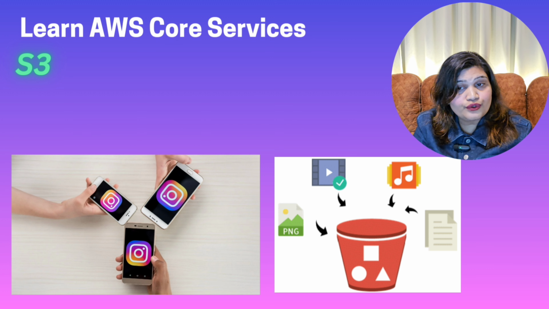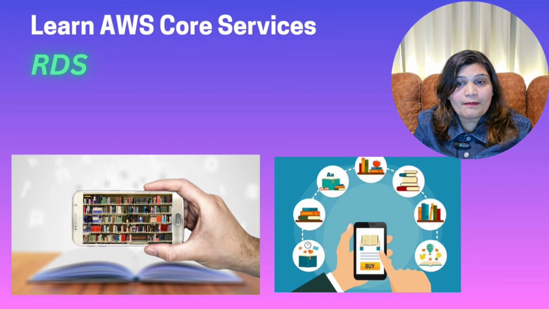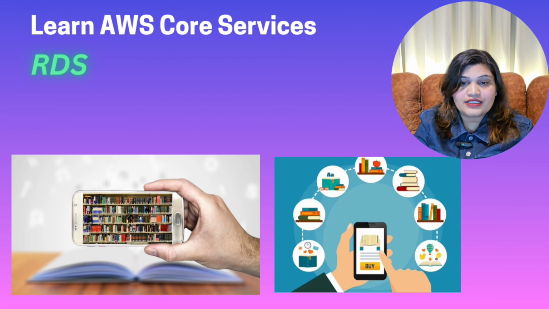S3, Simple Storage Service, is where you store data. For example, a photo sharing app like Instagram uses S3 to store millions of images from users around the world. RDS, Relational Database Service, is for managing databases. Let's say you are building an online bookstore. You would use RDS to store and query your book catalog efficiently.